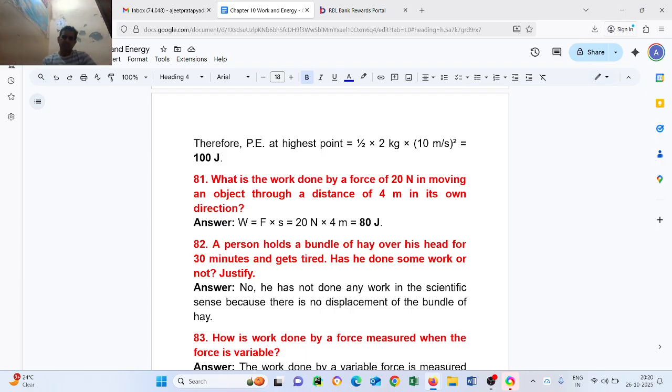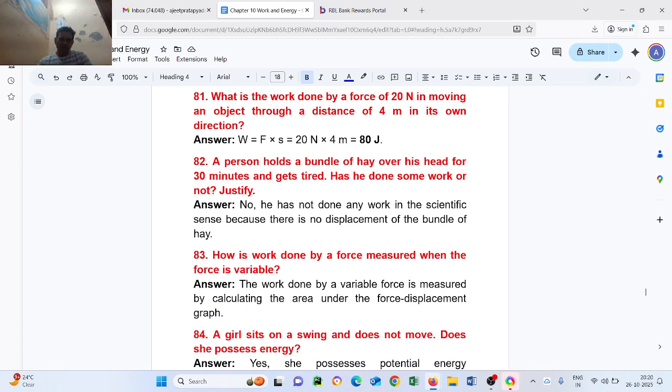Question number 82. A person holds a bundle of hay over his head for 30 minutes and gets tired. Has he done some work or not? Justify. No, he has not done any work in the scientific sense because there is no displacement of the bundle of the hay.